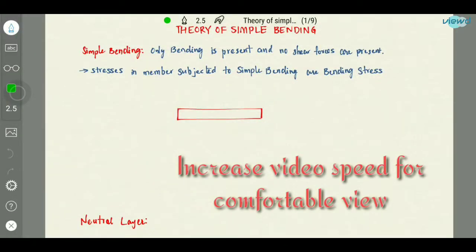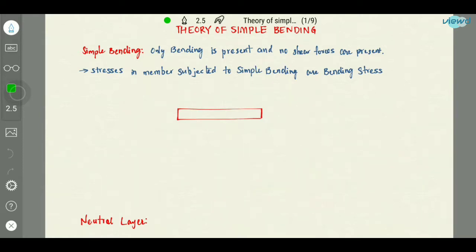In this video, let us see about theory of simple bending. First, let us understand what is simple bending. Only bending is present and no shear forces are present. This is called simple bending.